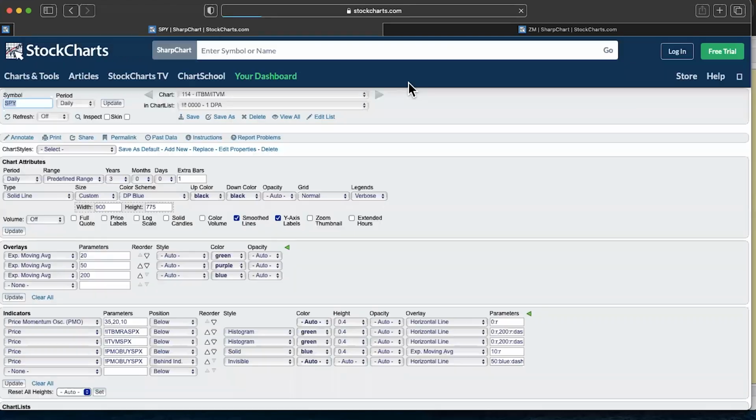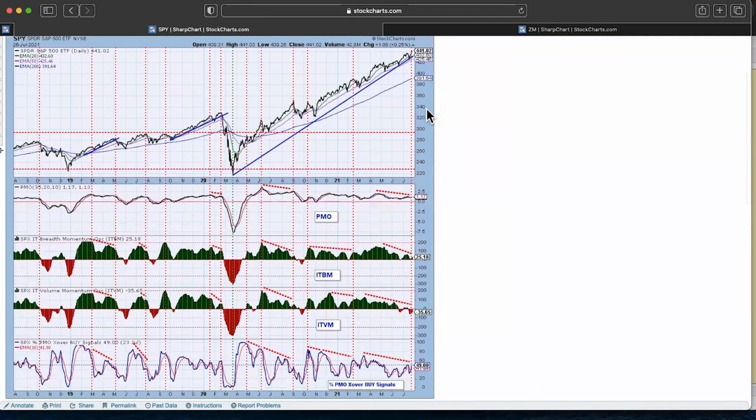Let's look at the intermediate term indicators, the ITBM and ITVM. We do have the updated numbers right now for that, so that's good. We're still waiting to see how many PMO crossover buy signals are going on, because last Friday, we didn't even have half of the index on PMO buy signals. Now, a PMO buy signal obviously is when the PMO is above its signal line. So we have less than half, at least on Friday, that had their PMOs above the signal line. We need better participation than that if we're going to continue this rally to the upside.